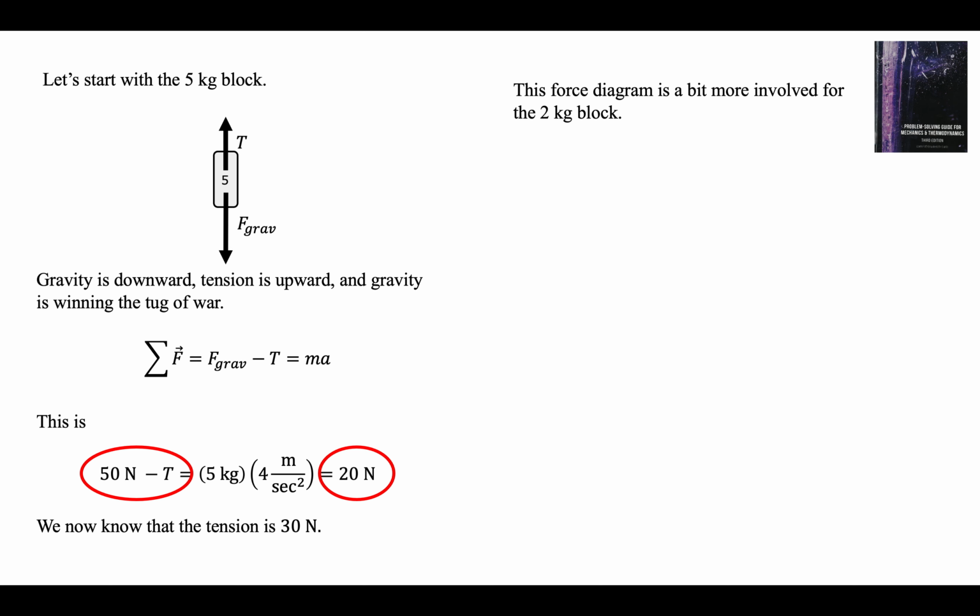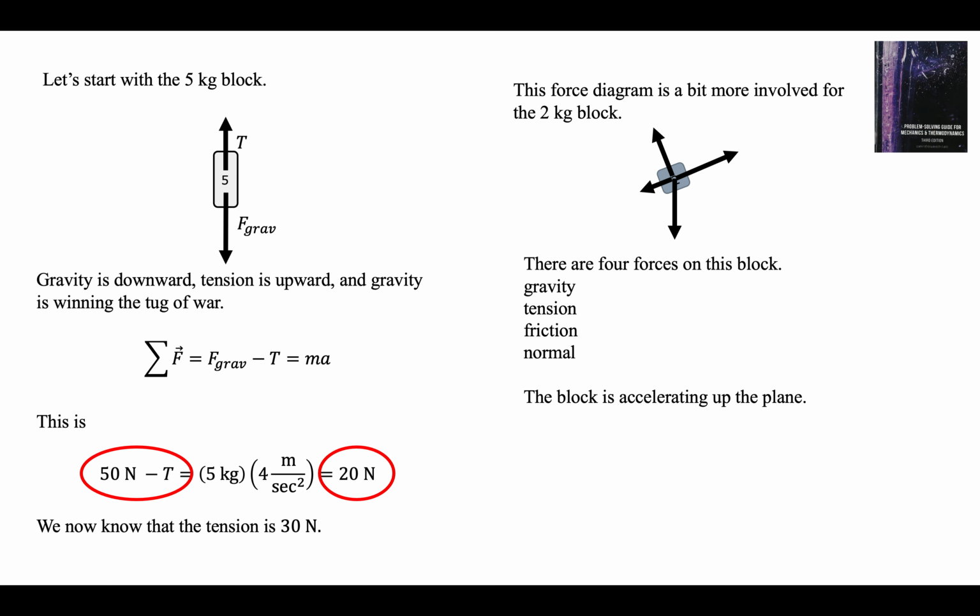The 2 kilogram block is a little bit more complicated. It's on a plane that's inclined at 25 degrees. There are four forces on this block. We have gravity, which is straight down. We have the tension, which is pulling it up the plane. And we know what the tension is. It's 30 newtons. We have friction, which is back. The 2 kilogram mass is grinding along the surface. That's kinetic friction. And we have the normal force, which is perpendicular to the surface. That's why it's called the normal force. It's normal to the surface. Those are the four forces.